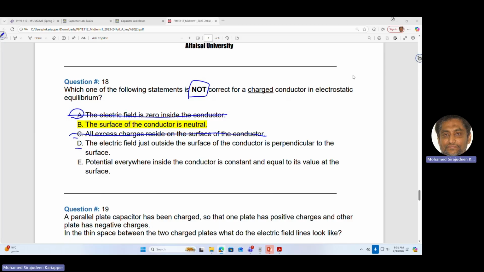D. The electric field just outside the surface of the conductor is perpendicular to the surface. That is another property. It's correct. Therefore, you don't choose it. E. Potential everywhere inside the conductor is constant, also equal to the value at the surface. So that is also correct. B. The surface of the conductor is neutral, because he is saying it's a charged conductor. That means there is an excess charge, and those excess charges go to the surface. So the surface of the conductor is charged, not neutral. So that is wrong. So that's why we picked that.